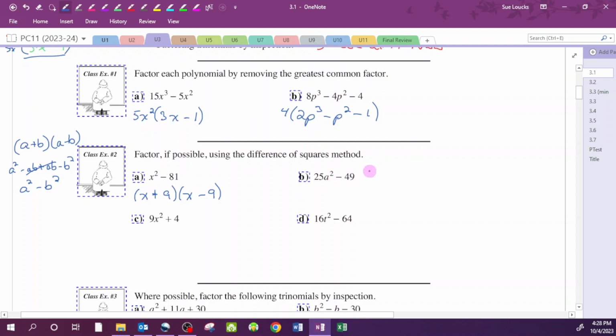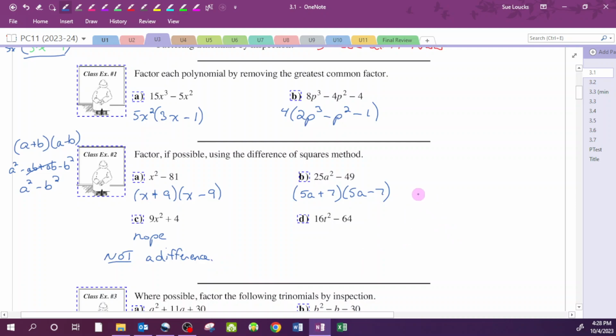This one is the same thing. I've got a perfect square here and a perfect square here. So the square root of 25a squared is 5a plus the square root of 49 is 7. And then I do the same thing, 5a minus 7, and I'm done. This one, nope, can't do this one. It is not a difference, right? This is a sum. So you can't do that. There's no way to factor that unless there's a greatest common factor, which there is not.